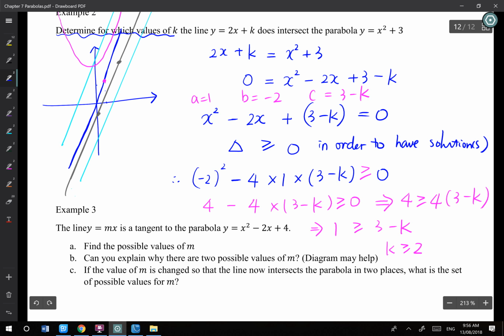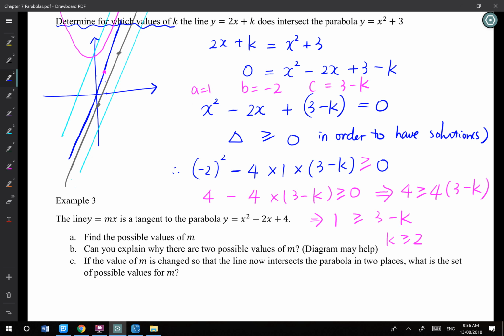If you leave k on the right, then it is a negative k. You need to divide by negative 1, then the sign will swap. Divide by negative 1, then the sign swaps. You still have greater.